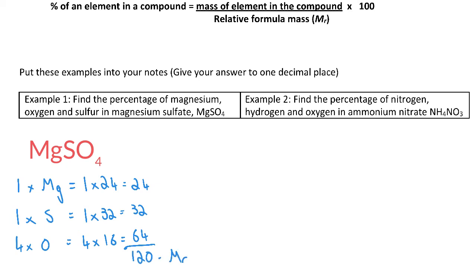That is what's going to go into my bottom line here. In terms of my top line, the mass of element in the compound, I have to look at the mass of magnesium, the mass of oxygen, and the mass of sulfur. But in fact, we've already worked that out by this method. So I know that the mass of magnesium is 24, so the percentage of magnesium is 24 divided by 120, multiplied by 100.